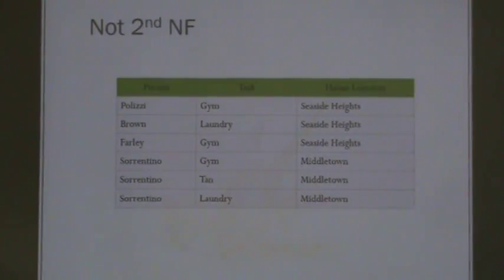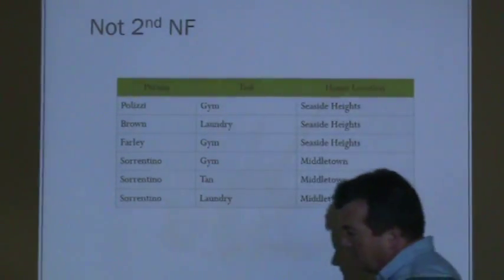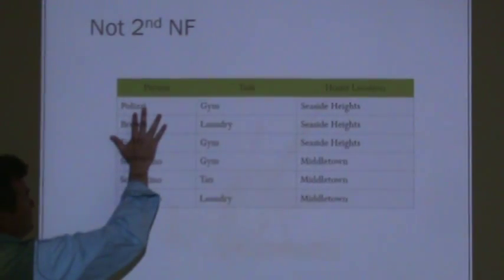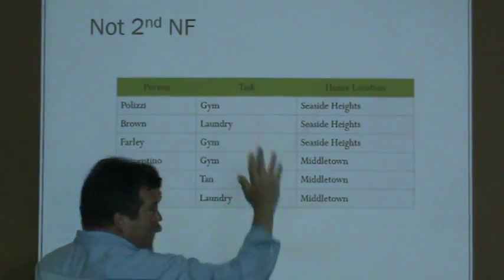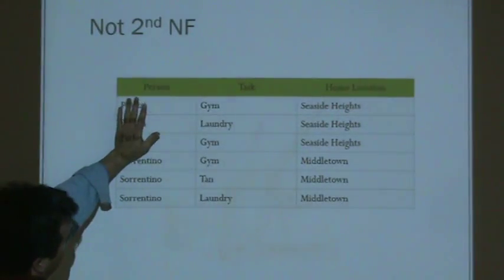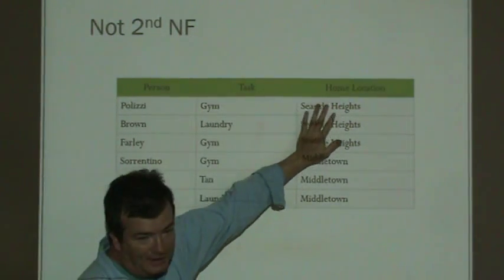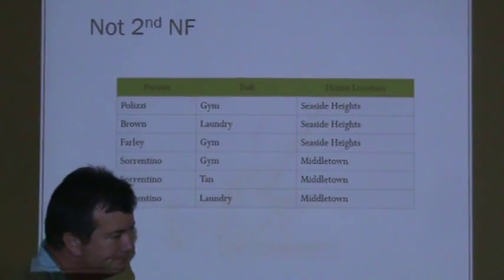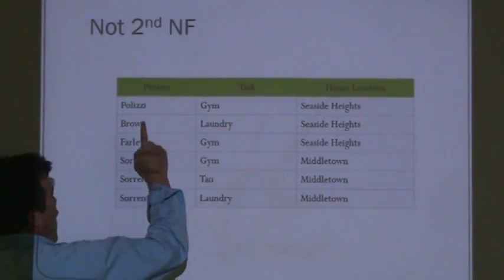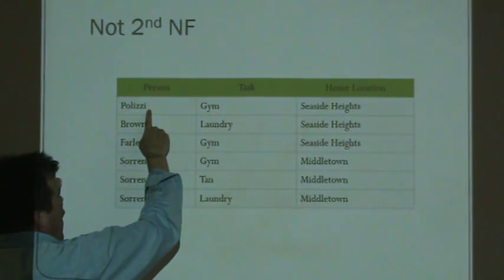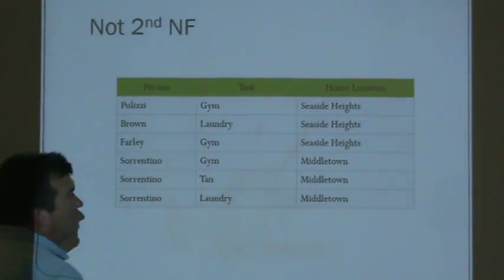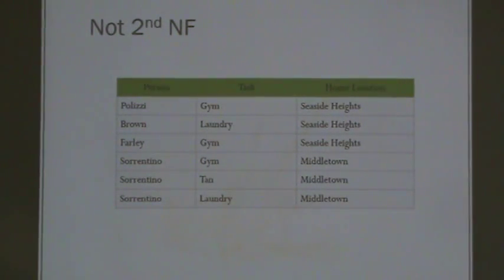So suppose we had a database, a table, that went something like this. We have a person, and the person does a task. This is from that show Jersey Shore. So you have a person, the person does a task, and then the person has a town that they live in. So in this table, the person and the task together become the candidate key for the table.